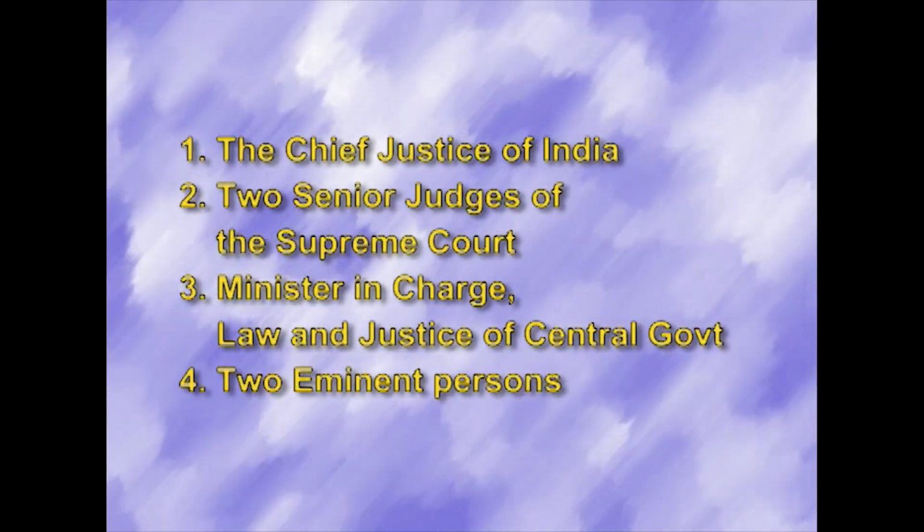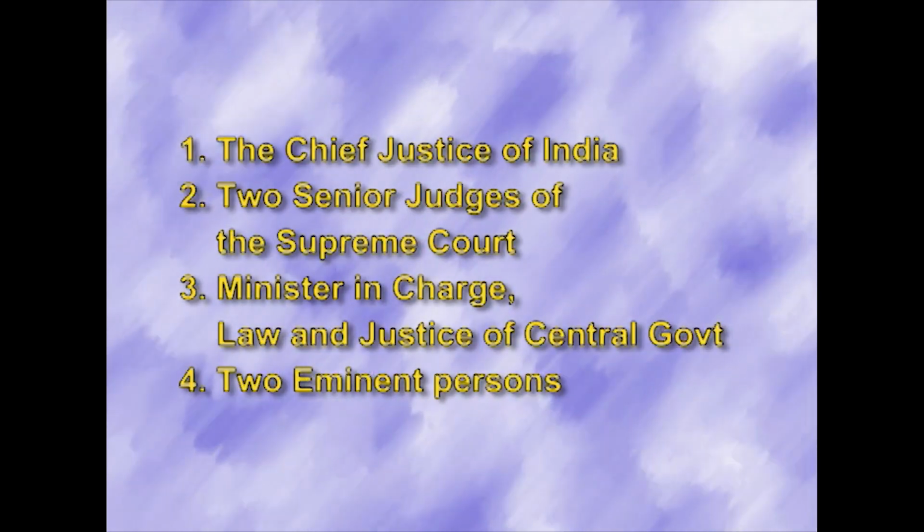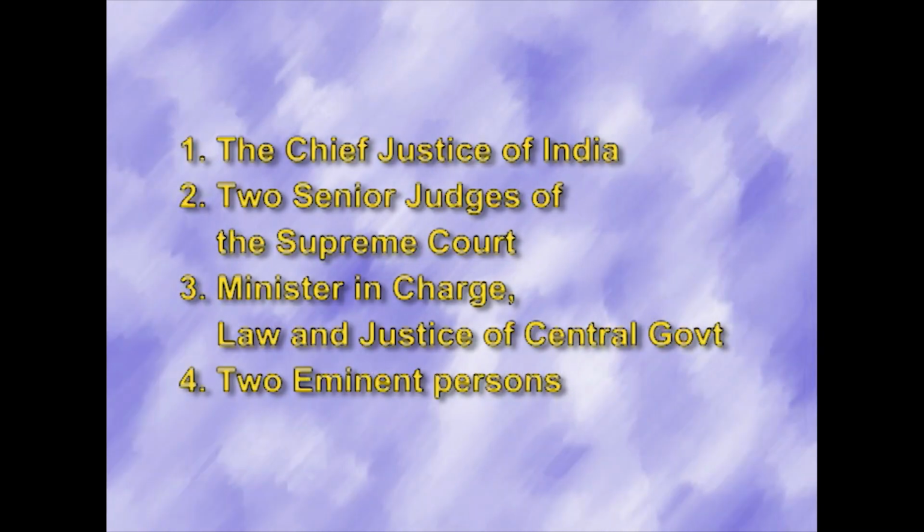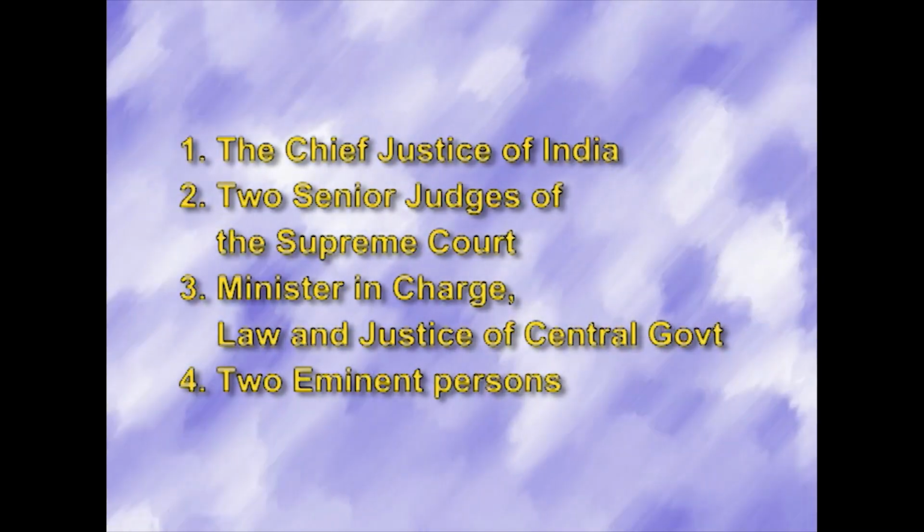consists of 6 members. These 6 members are: 1, the Chief Justice of India, who is the chairperson of this commission; 2 senior judges of the Supreme Court; 3, the Minister in charge of law and justice in the central government; finally, 2 eminent persons to be appointed by a committee consisting of the Prime Minister of India, the leader of the opposition in the Lok Sabha, and if there is no such leader of the opposition, then the leader of the largest single opposition party in the Lok Sabha, and the Chief Justice of India will nominate these 2 eminent persons.